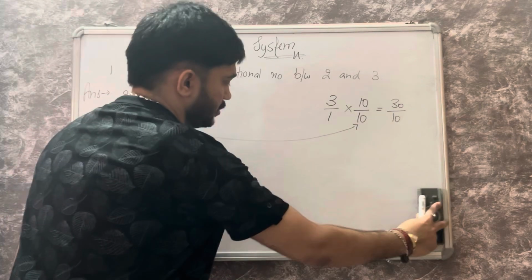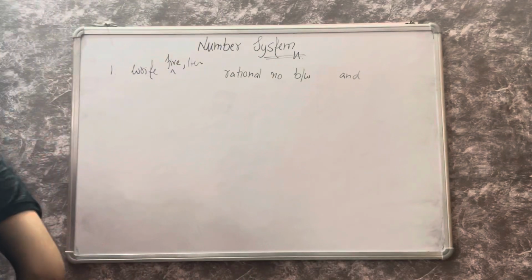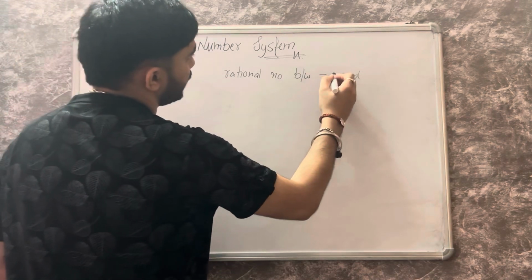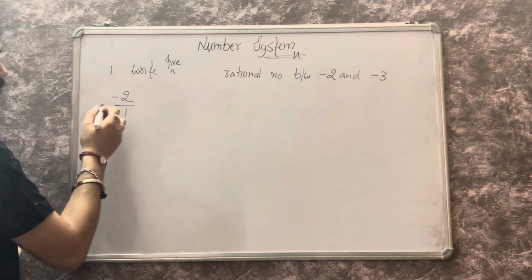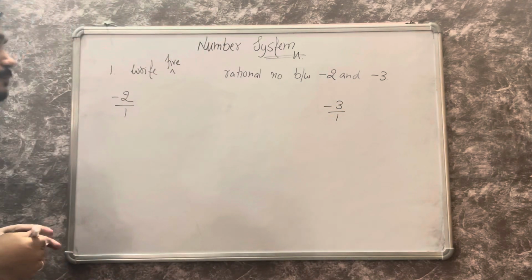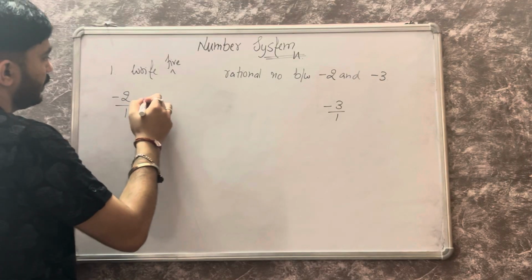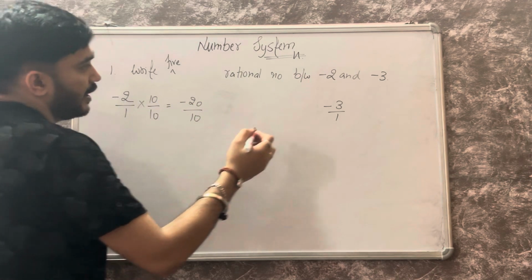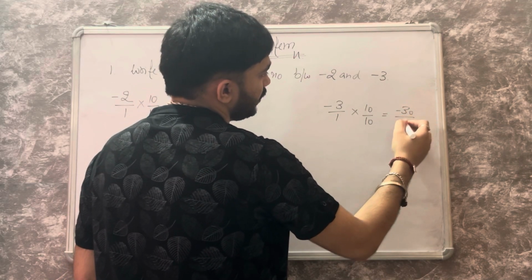Now let us solve another question. Write 5 rational numbers between minus 2 and minus 3. So firstly write minus 2 as a rational number, so it will be minus 2 upon 1, and write minus 3 as a rational number, so it will be minus 3 upon 1. Since the denominator of both the numbers is same, we are going to multiply this with 10 upon 10. Minus 2 into 10 is minus 20 divided by 10, and minus 3 multiplied by 10 upon 10. Minus 3 multiplied by 10 is minus 30 upon 10.